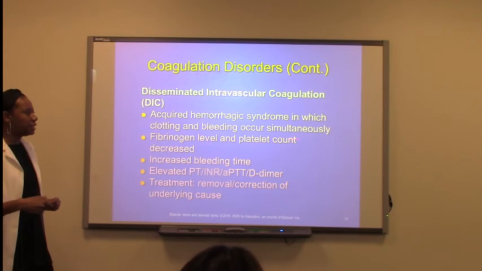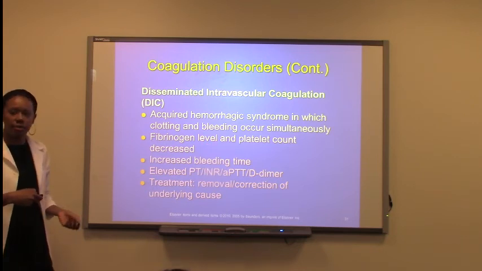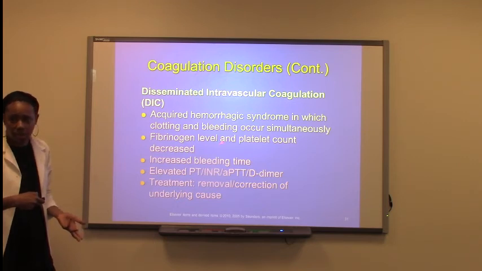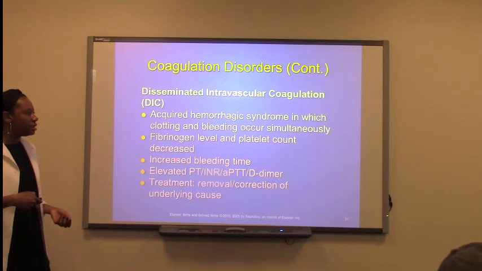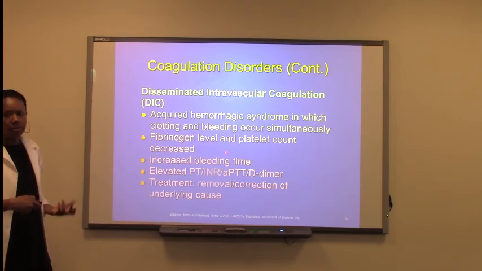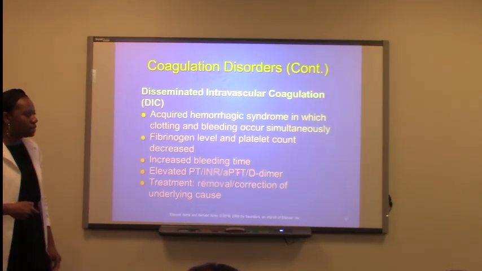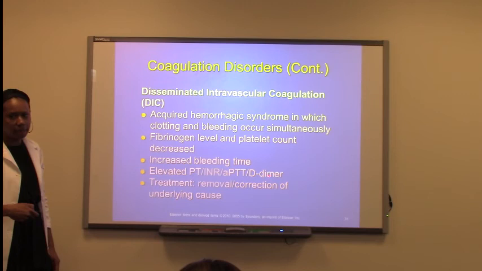Fibrinogen level and platelet count will decrease. Yes, it will decrease because this person is having an issue with hemorrhaging, or clotting. They're not able to clot. Then they're going to have an increased bleeding time, yes, because they're bleeding. Then we have elevated PT, INR, APTT, and D-dimer.